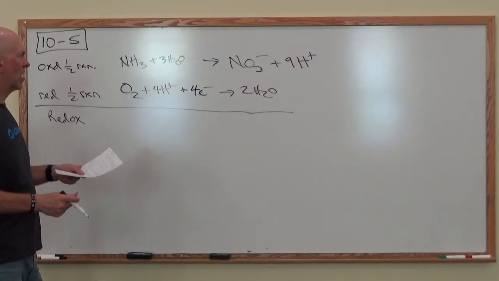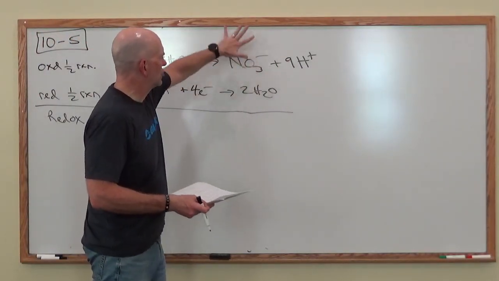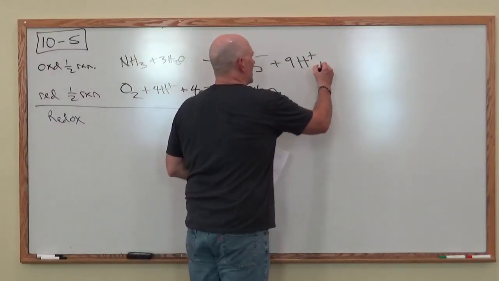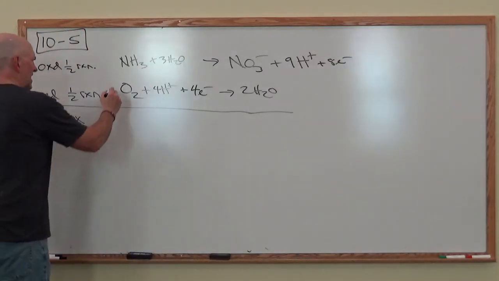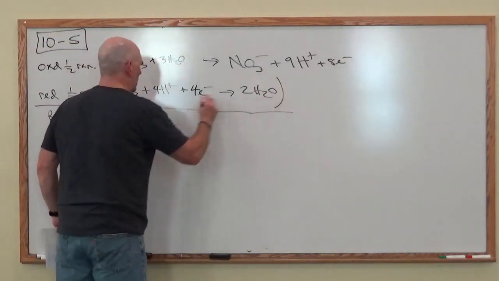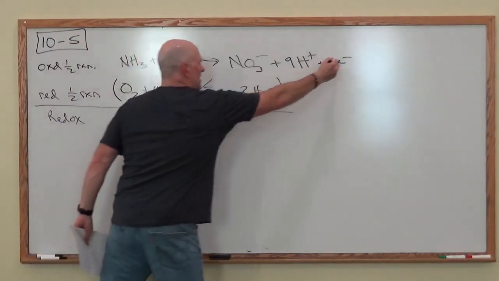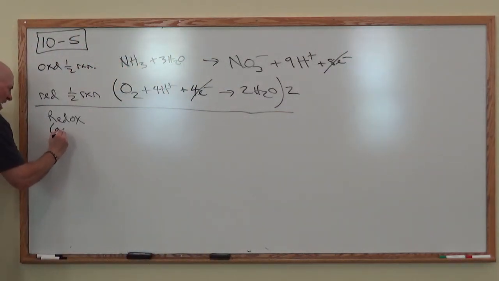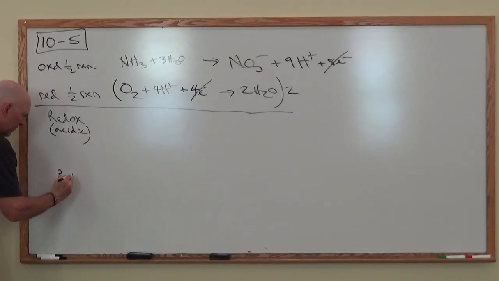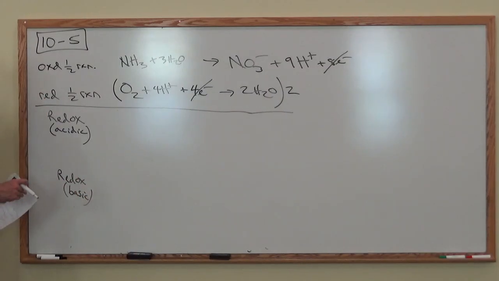And then we have to use electrons. So we have no charge over here, positive 8 charge over here, so we have to put 8 electrons there. And then we add these two together, the electrons have to cancel. So I'm going to multiply everything here by 2 to get the electrons to cancel. And then bring everything down, and we're going to balance this redox in an acidic solution. And then we'll do the final answer, which is what the problem was, in a basic solution down here.